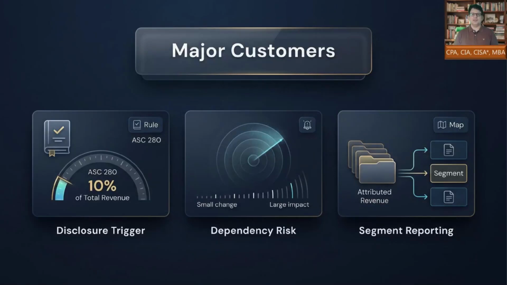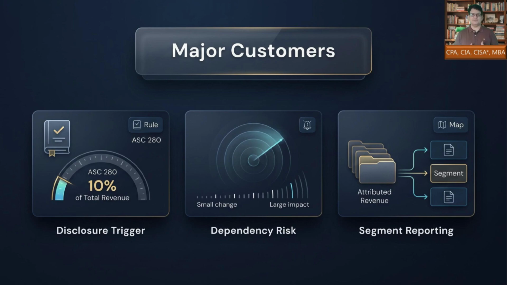Major customer disclosure is about concentration risk. If revenue from one external customer is 10% or more of total entity revenue, ASC 280 requires disclosure of that fact, the amount of revenue from that customer, and the segment or segments reporting that revenue. The customer's name is not required. The point is not to reveal customer identity. The point is to alert users that a meaningful portion of revenue depends on one customer relationship, which can affect risk assessment.